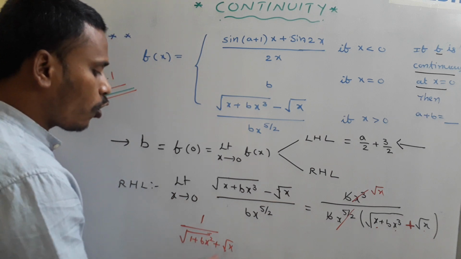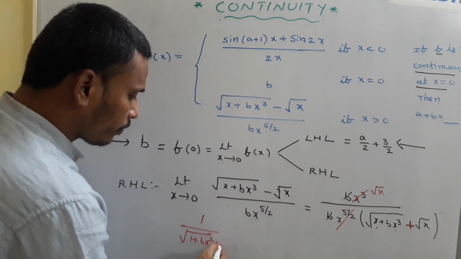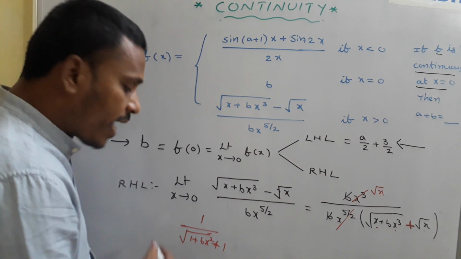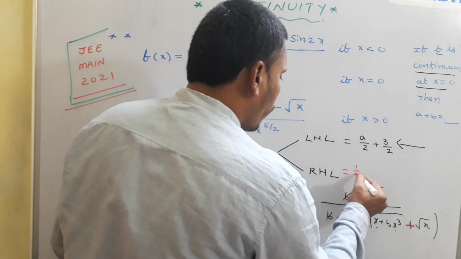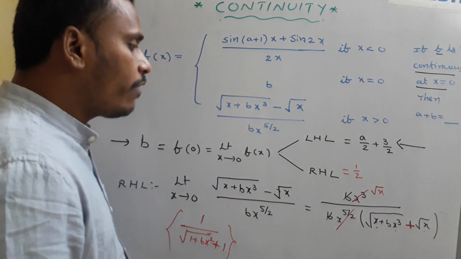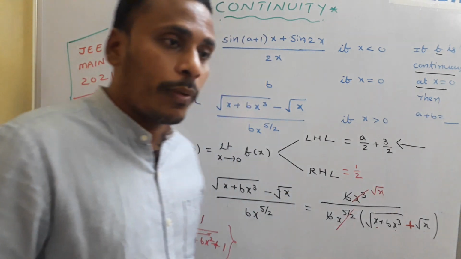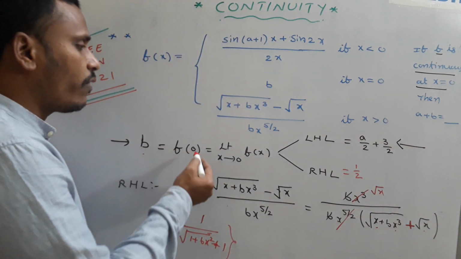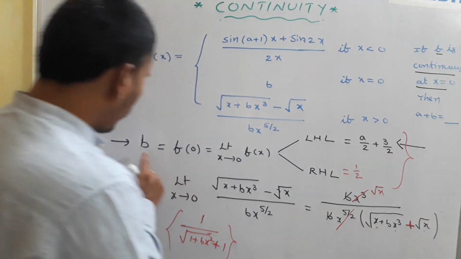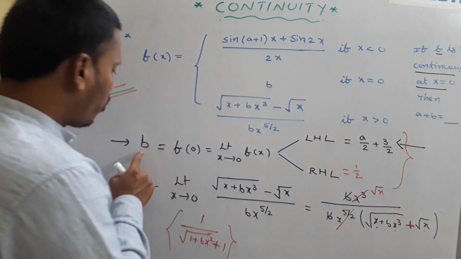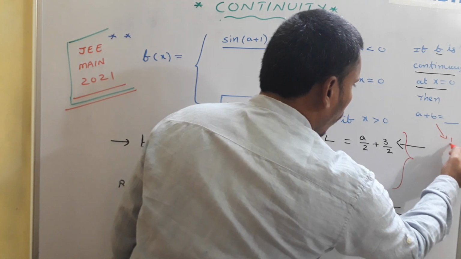As x tends to 0, when you replace, when you calculate this, you will get 1 by 2. So the right hand limit value is 1 by 2. Finally we have the right hand limit value as 1 by 2, the left hand limit as a by 2 plus 3 by 2, and the functional value is b. Equalize these three, and from there, directly, the b value is 1 by 2, because the functional value is b and the right hand limit is 1 by 2. So b is 1 by 2.